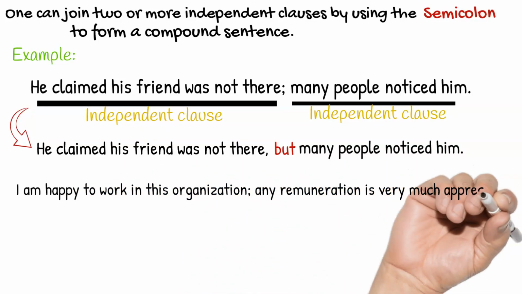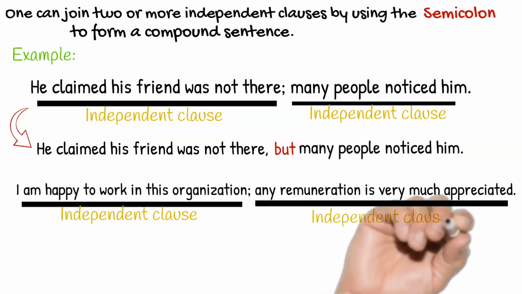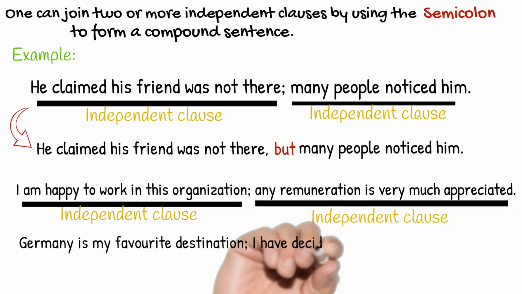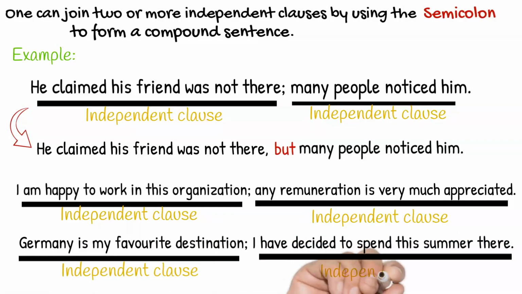Next. I am happy to work in this organization; any remuneration is very much appreciated. Here 2 independent clauses are joined by a semicolon to form a compound sentence. Next. Germany is my favorite destination; I have decided to spend this summer there. In this sentence, 2 independent clauses are joined by the semicolon. So, we understand here that one can join 2 independent clauses by a semicolon. And if we use coordinating conjunctions to join independent clauses, we have to put a comma before the conjunction.